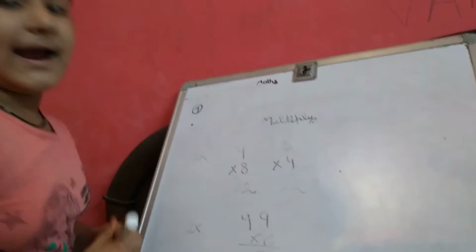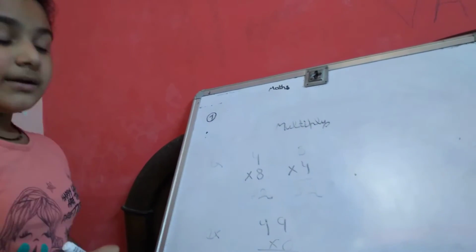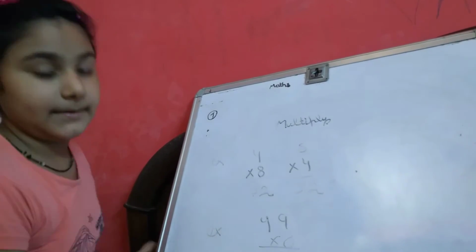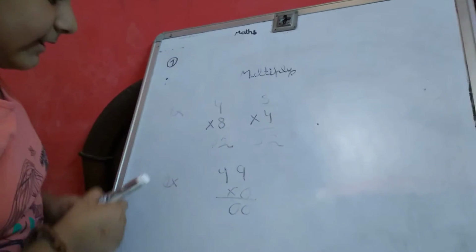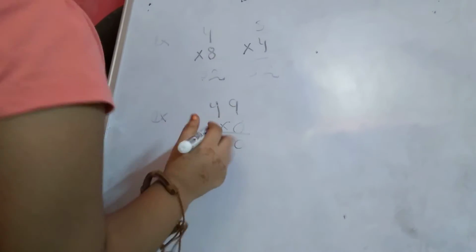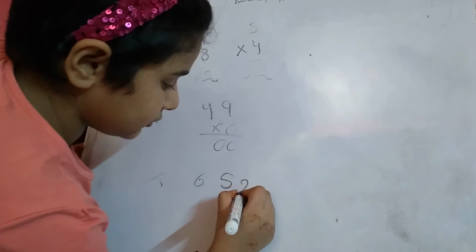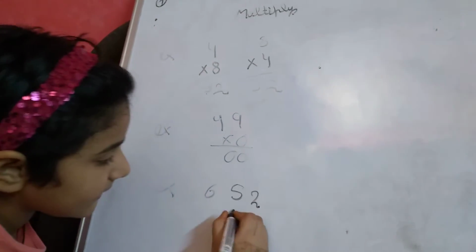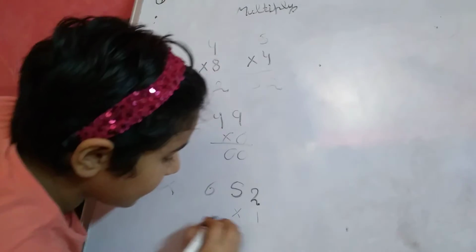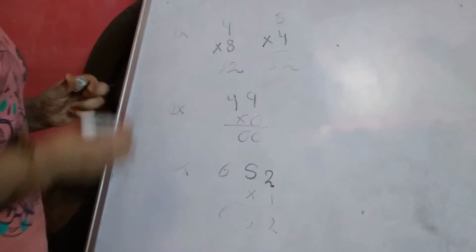We multiply any number by 1, the answer remains same. I give you an example. Like we write 256 and 1, and multiply, so the answer is 256. Okay.